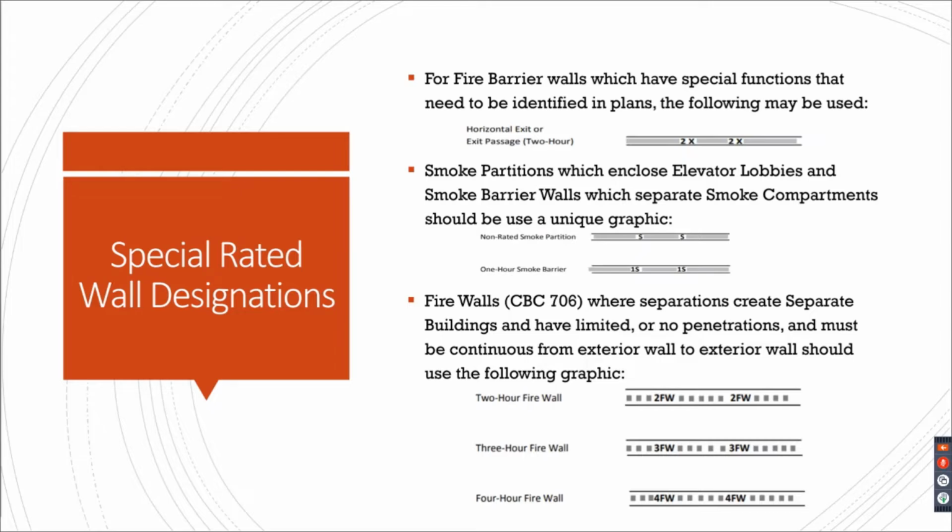And then the last one is just examples for labeling the fire walls, where you're creating separate buildings that have limited or no penetrations that are allowed potentially, depending on the scenario, and also have to be continuous from exterior to exterior. There's some examples to use. So not only naming them properly, but adding what is the hourly rating of those walls on that plan.